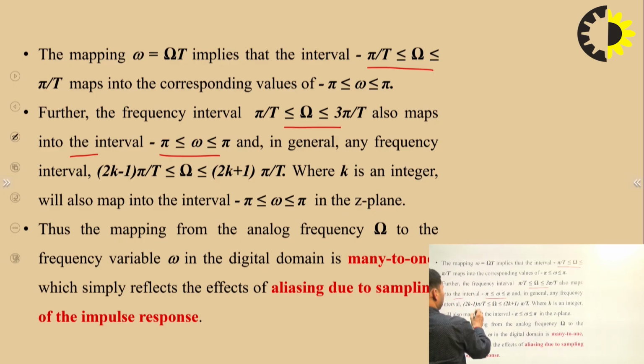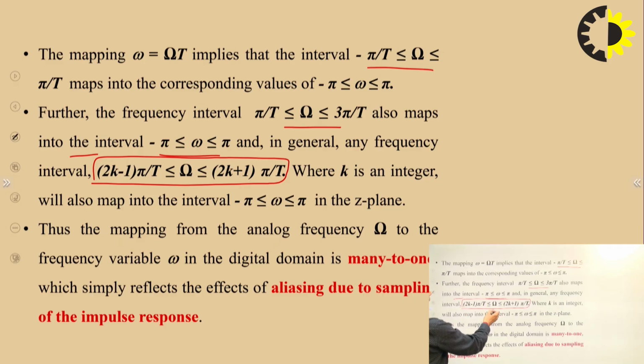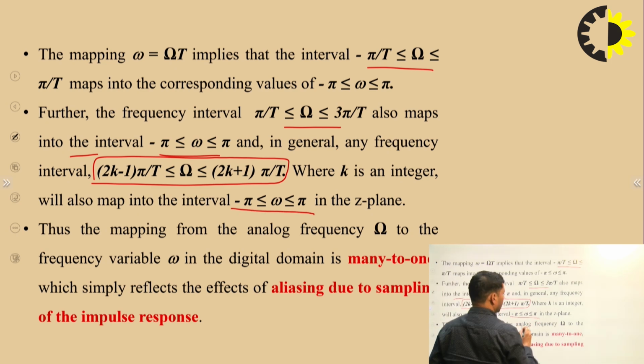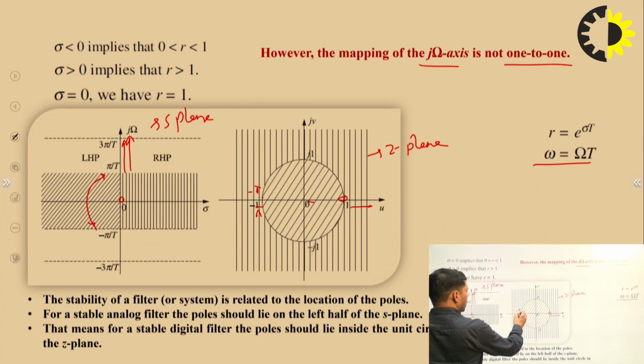Any frequency interval, in a generalized way, we can say that when omega is greater than or equal to (2k minus 1) pi by T and less than or equal to (2k plus 1) pi by T, where k is an integer value, it will also map into the interval of minus pi to pi for the frequency omega in the Z plane. So after that, what is going on? All the frequencies are now going to be placed onto the same position.